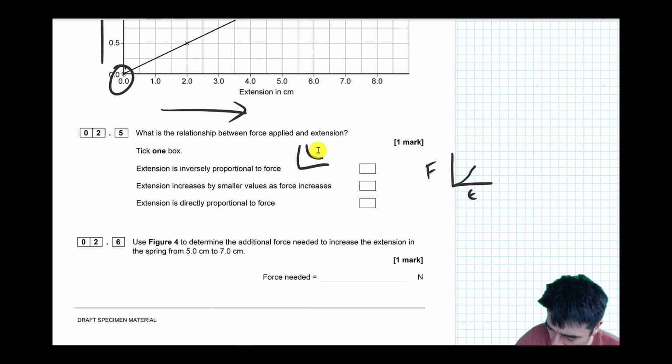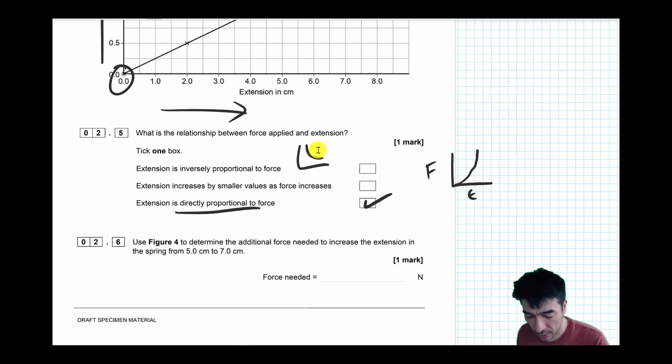So that would look like this, right? You'd need more and more force to get the same extension. Extension is directly proportional to force. That's the one, right? Direct proportionality. Very important word. A pairing of words worth learning.